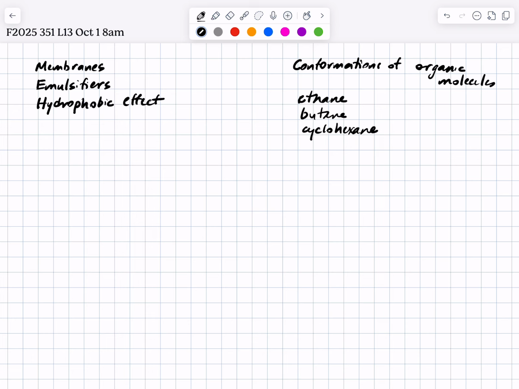Today I need probably 10 minutes to finish up on intermolecular forces. We want to tell the story of cell membranes. We want to tell the story of why you use eggs when cooking. And we want to tell the story of the hydrophobic effect. Then we're going to move on to shapes and structures of organic molecules as we talk about something called conformations, which is going to involve rotation around carbon-carbon bonds.